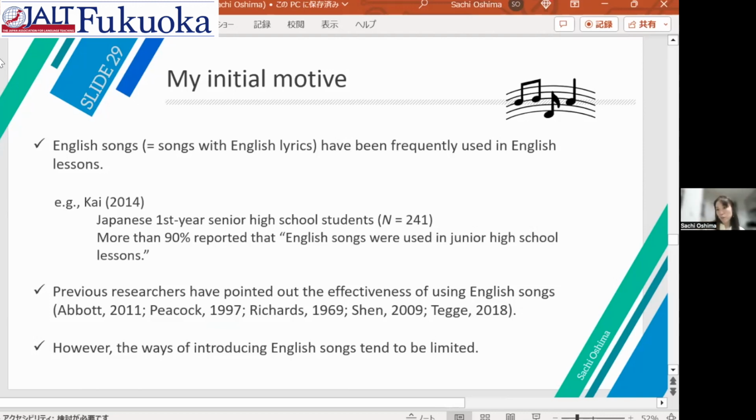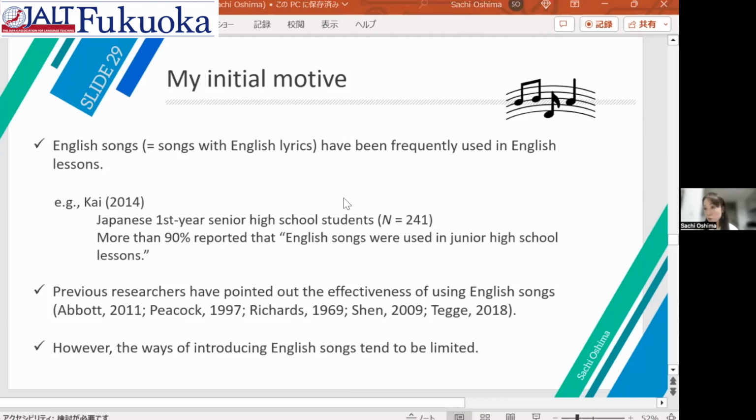These English songs have been frequently used in English lessons. For example, in a survey conducted already 10 years ago, Kai did a questionnaire survey of Japanese first-year senior high school students. The number of students was 241. Out of these 241 students, more than 90% reported that English songs are used in junior high school lessons. So almost everybody has experienced using English songs in lessons in junior high school or senior high school.